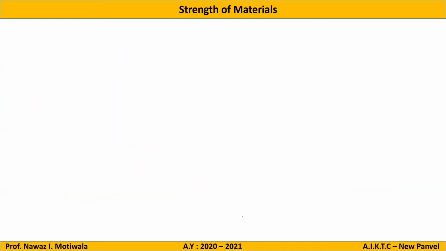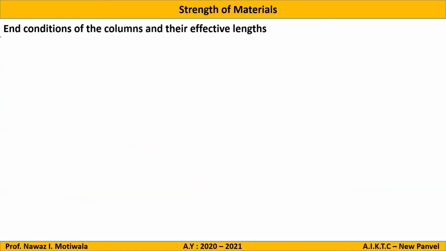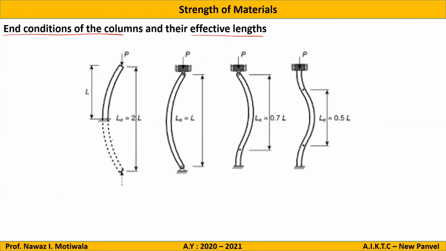Now let us go to the various cases, or we can say the end conditions of the various columns and their effective lengths. First, as you can see in the figure, this end of the column is fixed and this is free. So one end fixed and one free. In this case, LE, that is effective length, is equal to twice L. And what we have seen as effective length is the distance between the points at which the moment becomes zero.